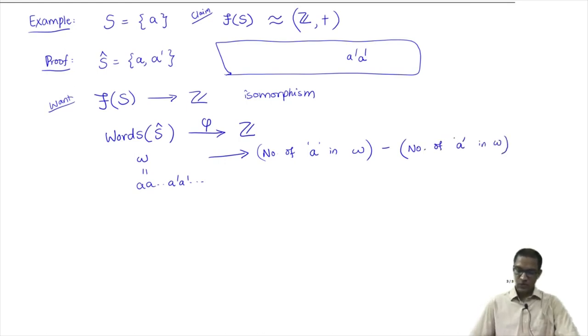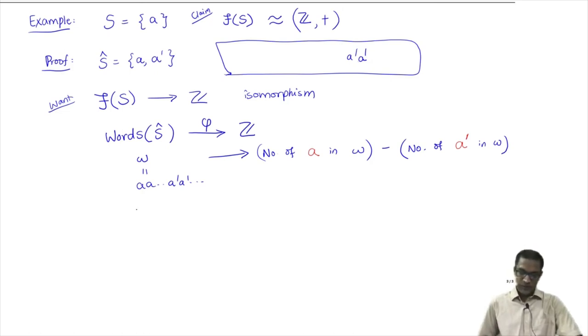I don't want to put that in quotes, as it is probably confusing, so let me get rid of this as well. Let me just put this in a different color. So I'll say it's the number of occurrences of the alphabet A minus the number of occurrences of the alphabet A prime. This is of course an integer, which could be a positive or a negative integer.